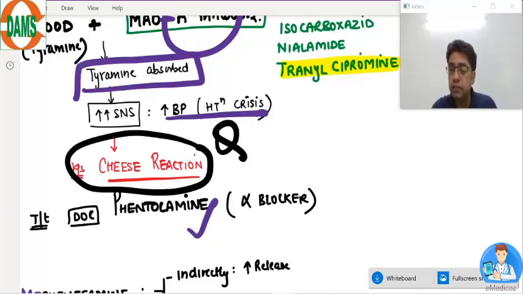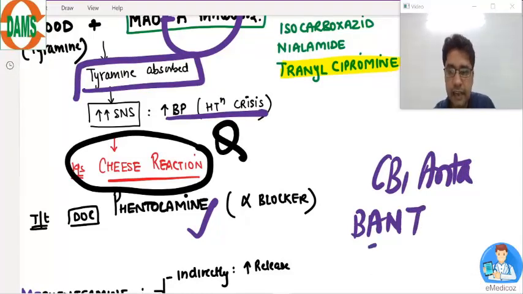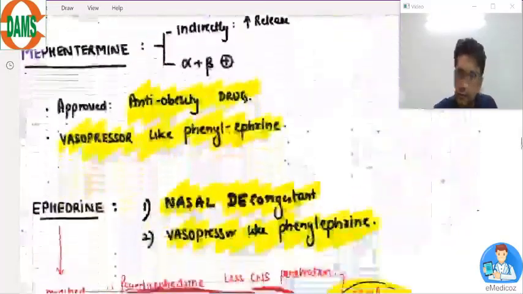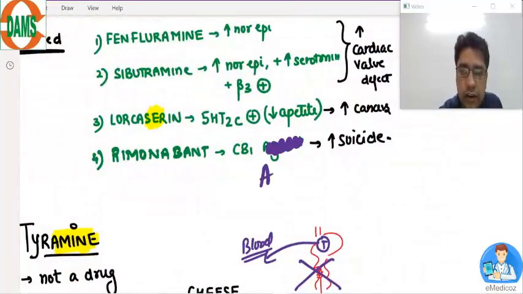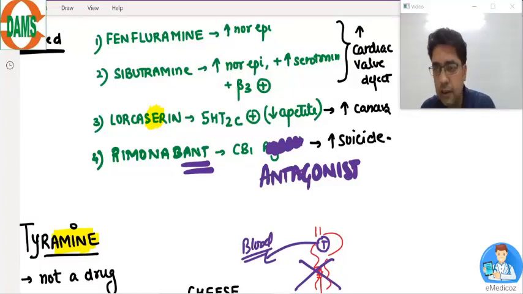Rimonabant is CB1 antagonist. How to remember? Rimonabant, ANT means antagonist. I think we have written agonist. Sorry, I'm really sorry. Please write it as antagonist. We have already written antagonist earlier also. How to remember? ANT means antagonist. You can correct it. Yes, Bhavani Shankar, you are absolutely right. Thanks for correcting. ANT means antagonist.